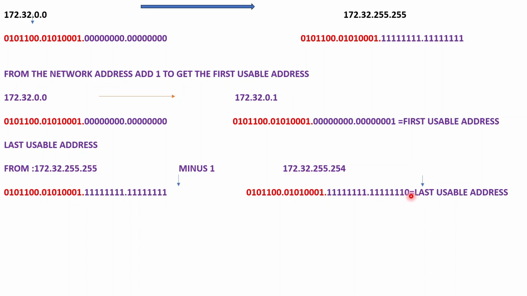So here we have minus 1. So kisha minus 1 hapa itakuja hapo, umeona imechange. So imekuwa ni 11111110. Then finally after you kisha minus imekuja 0, you just convert it into decimal number. So once you convert this 11111110 into decimal number, tunakuja kupata hii hapa address ya 172.32.255.254. It's very simple.